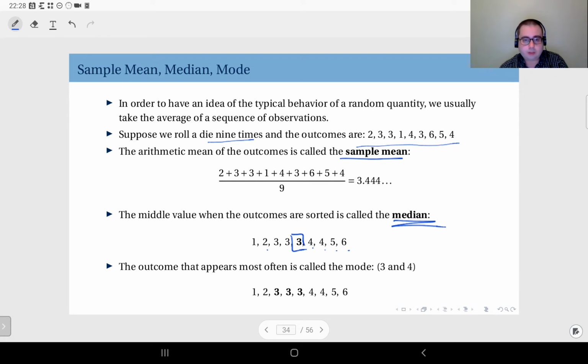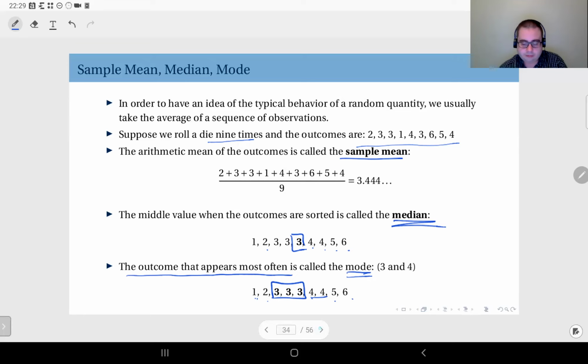And another one we can think of is called the mode. And that is the outcome that appears most often. Okay? So here you have 3 as your mode because it appears 3 times, and 1, 2, 5, and 6 appear once, 4 appears twice. So 3 is the mode of this sequence.